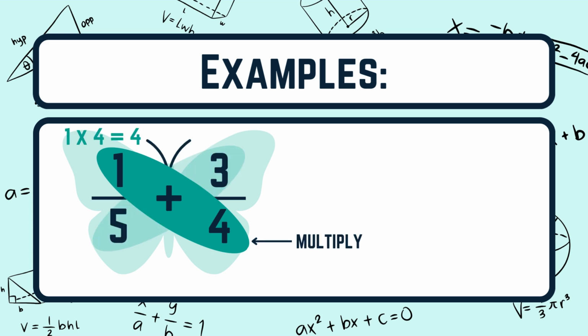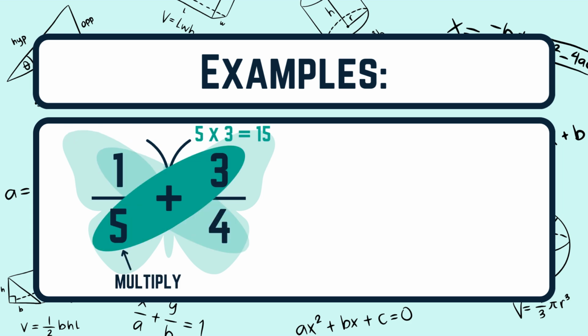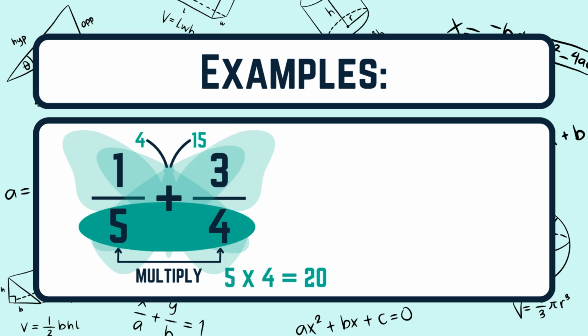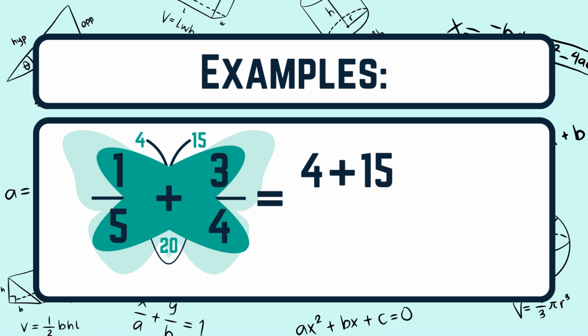Next, we multiply the numbers in each wing. 1 times 4 equals 4, and 3 times 5 equals 15. We put the products of each wing in the antenna. Next, we give our butterfly a body. We draw the body like so and multiply the denominators. 5 times 4 equals 20. We put the product inside the body.